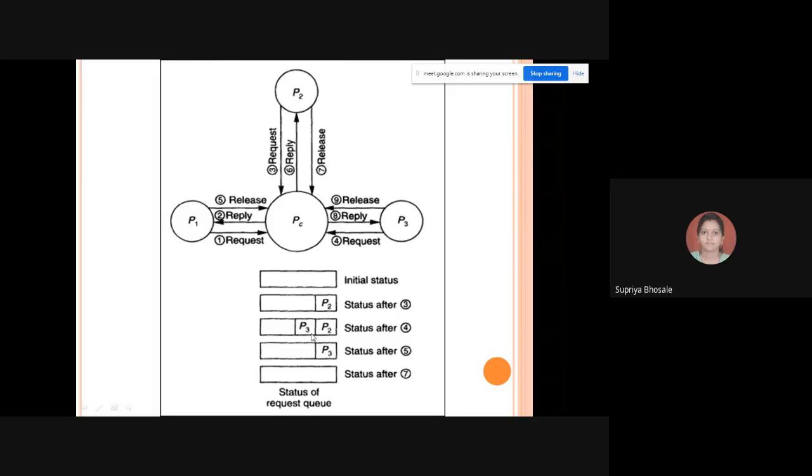Now suppose P1 wants to enter a critical section, for which it will send a request to PC. P1 wants to go into the critical section, so first of all it will send the request message that it wants to enter the critical section to the coordinator. Right. So here the request message from P1 to PC is shown over here.